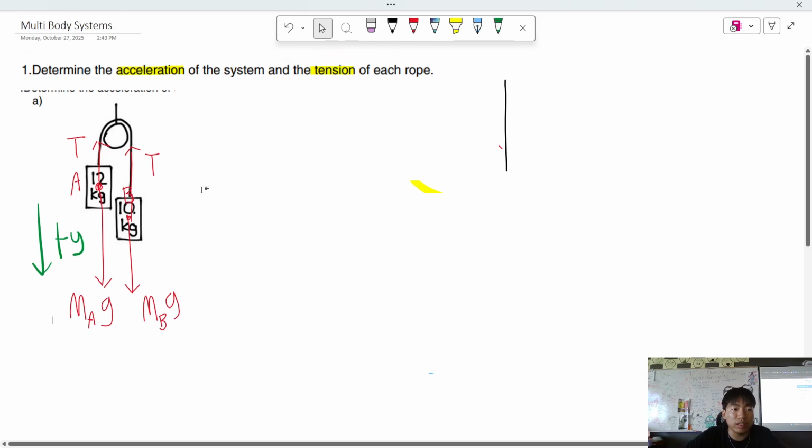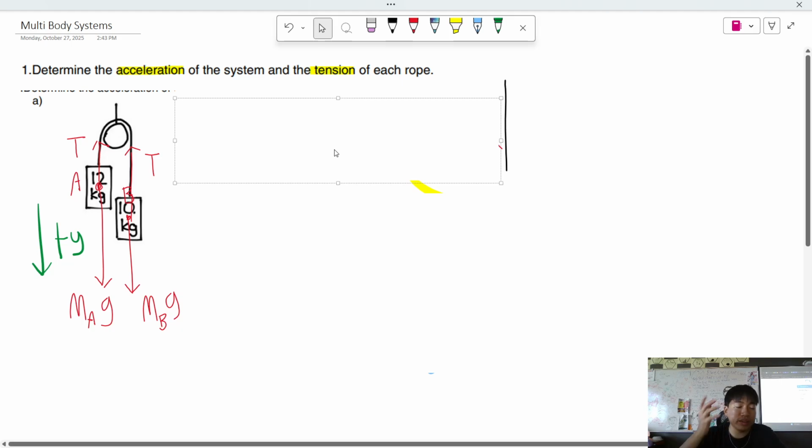So before we continue any further, take a look here and make sure you understand this, okay? One more time, this is object A, this is object B. They both share the same string, so we're going to call both of these tensions up T. They're both the same amount of force, along the same string. What's different between them, though, is the force of gravity. This is heavier, so it's going to have a higher force of gravity, but we're going to just represent it by saying MAG. That's it.